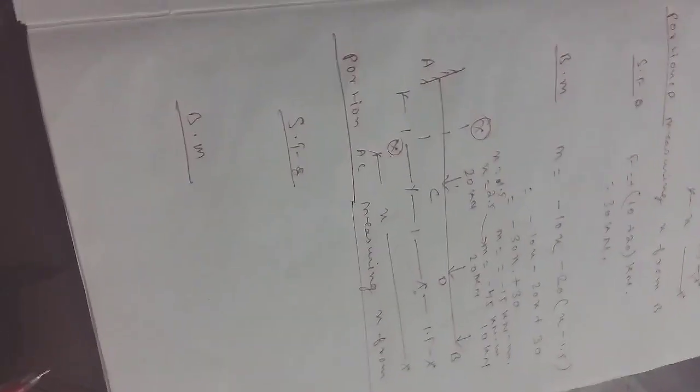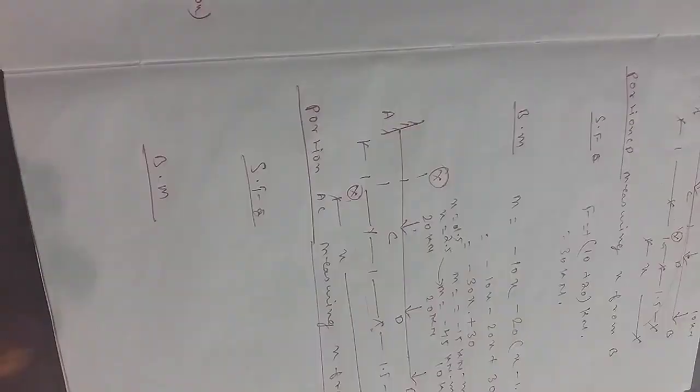Again for portion AC, I will measure the portion AC from the free end B, measuring x from B. What will be the shear force here? F will be 10 plus 20 plus 20. So this is how much? 40 plus 10, 50. Sign convention, sign will be positive because from the section it is right, and right down we know it is positive.